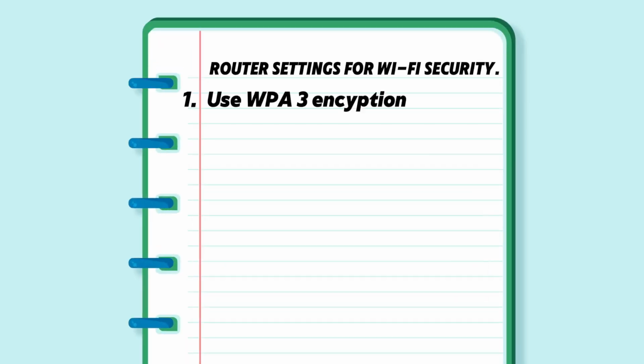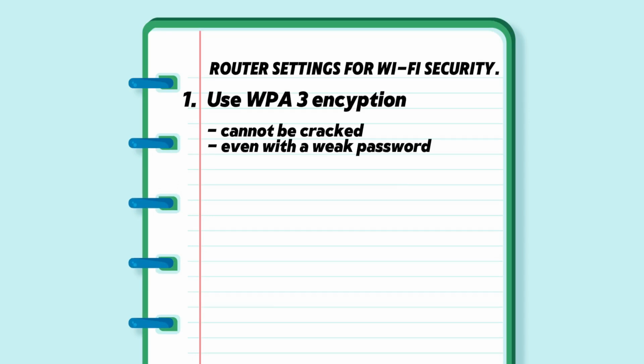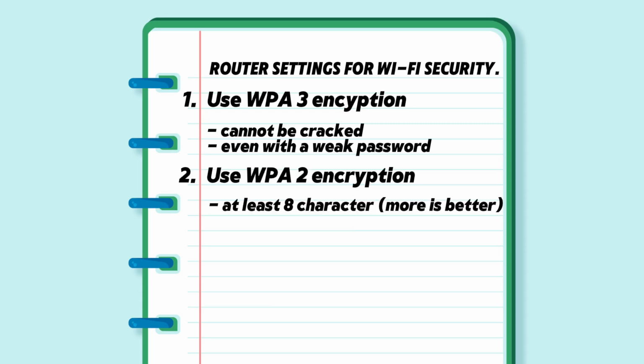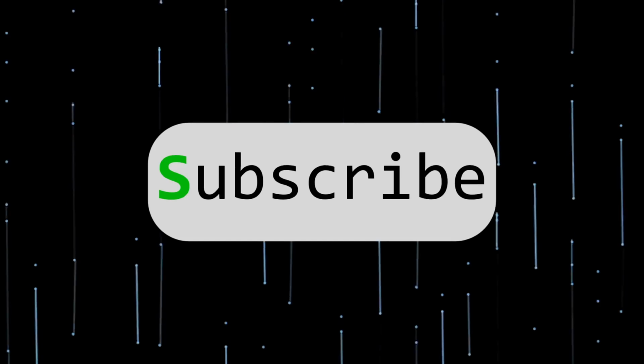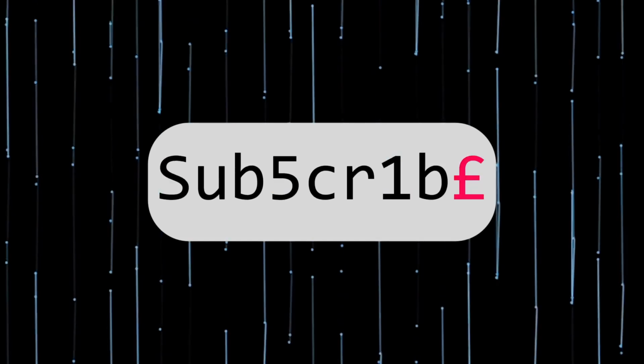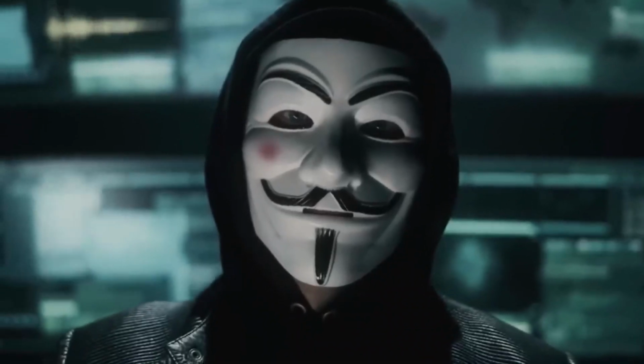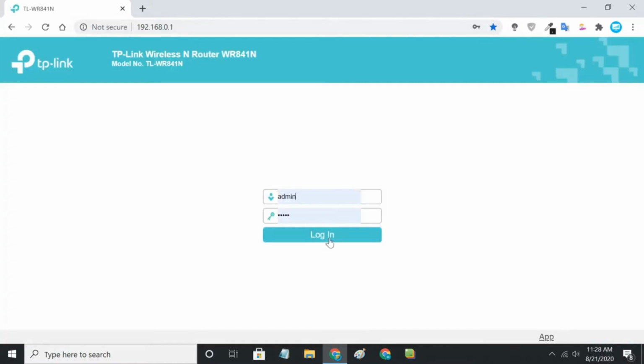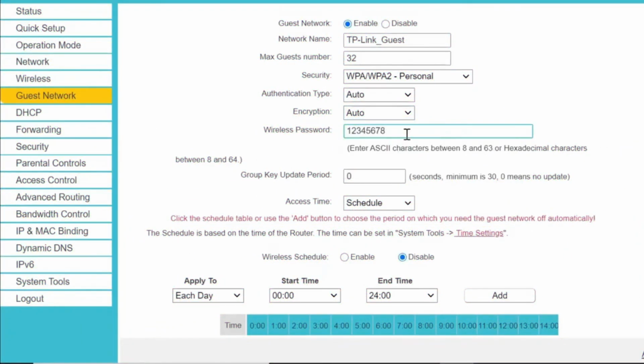Use WPA3 encryption if possible, because at the time of recording, WPA3 cannot be cracked even with a weak password. If WPA3 isn't available, use WPA2 with a strong password of at least 8 characters, including a lowercase letter, uppercase letter, numbers, and symbols. This will make it harder for hackers to crack your Wi-Fi password. Also ensure your Wi-Fi password and your router login password are not the same.